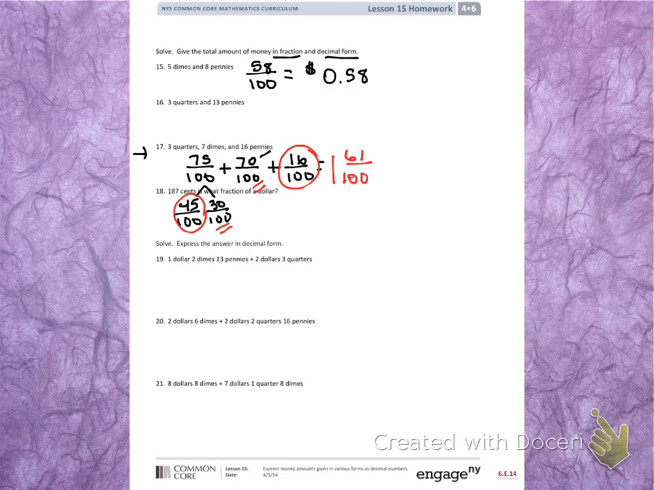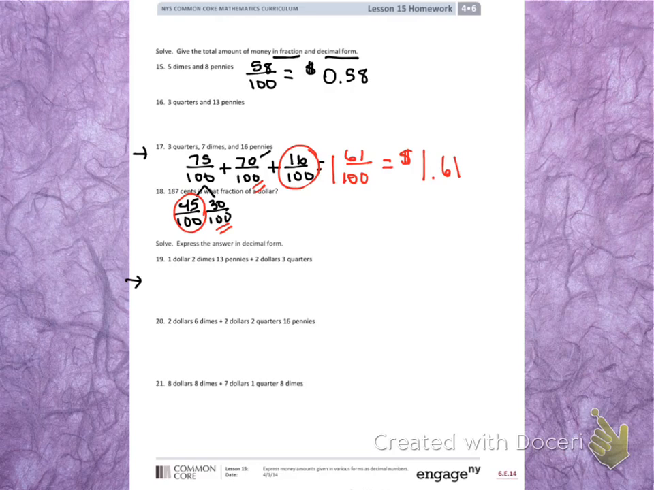So it's asking for it in a fraction and a decimal. So our fraction answer is 1 and 61 hundredths. Our money answer is $1.61. Let's try one more of these. Number 19, solve. Express the answer in decimal form.